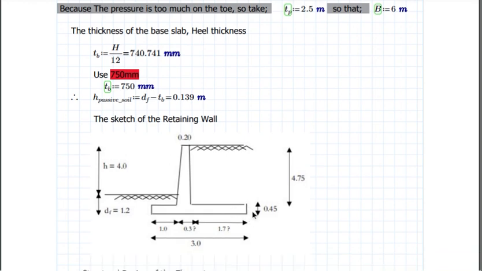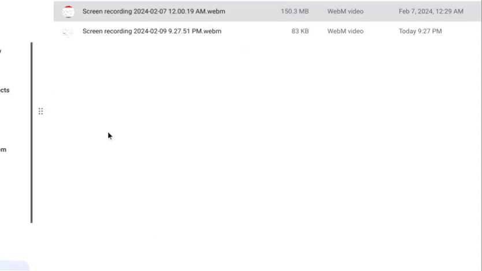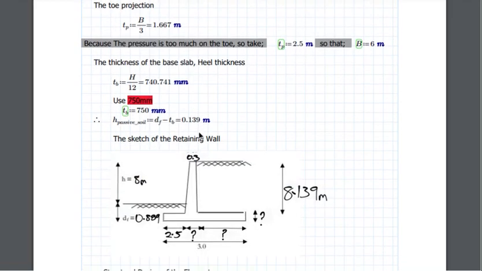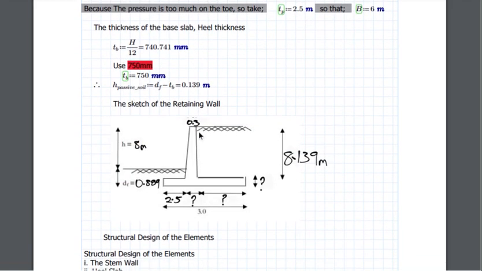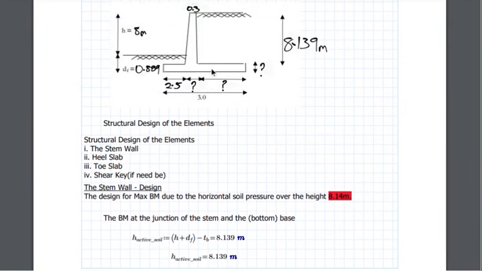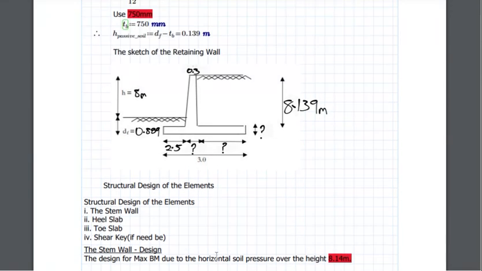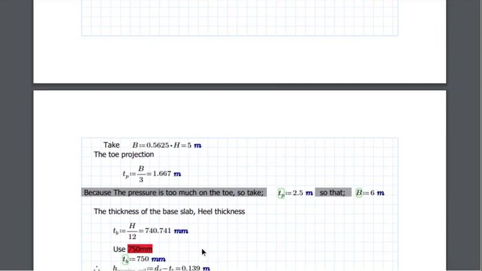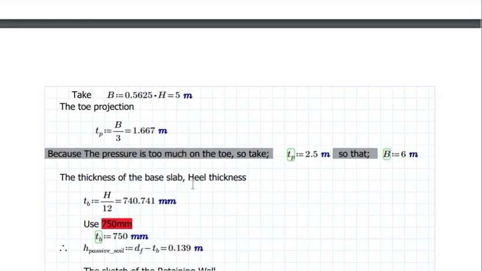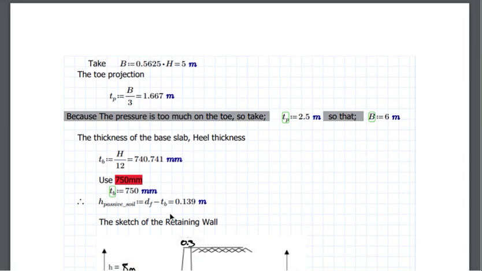Wait, I'm going to change this because I've redrawn this somewhere else, so give me a moment. So let's just continue with this. So this is what I'm saying. So this side, where is it? So our depth here is 0.75. So let's just continue.